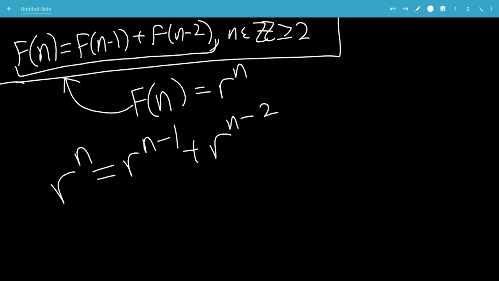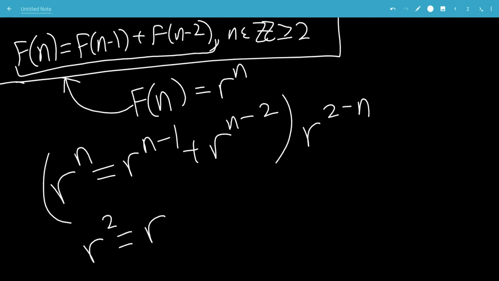Because this is n minus 2, we want to multiply both sides by the negative version, which is really r to the minus n. We multiply that through, we get r squared equals r plus 1. This is r to the first because n minus 1 plus 2 minus n, the n's will cancel. Negative 1 plus 2 is 1.